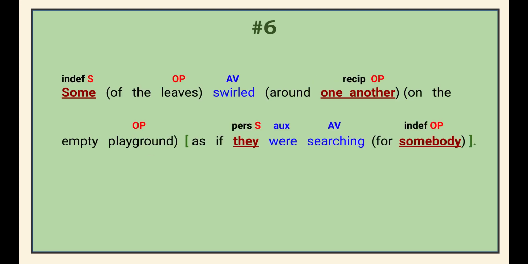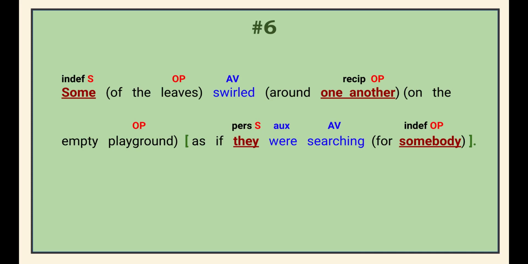Number 6. The verbs in this sentence are swirled and were searching. The first pronoun is some. It's an indefinite pronoun, and it's acting as the subject of the action verb swirled. Remember, you won't find the subject of a verb in a prepositional phrase, so leaves is just the object of the preposition and not the subject. Our next pronoun is one another. It's reciprocal, referring back to the leaves, and it's acting as the object of the preposition around.